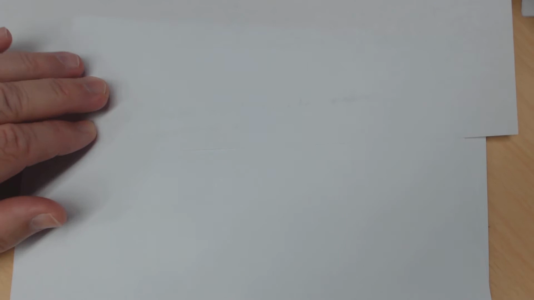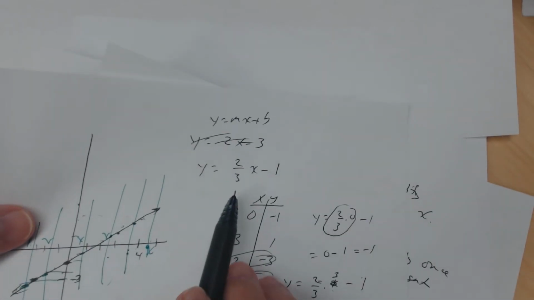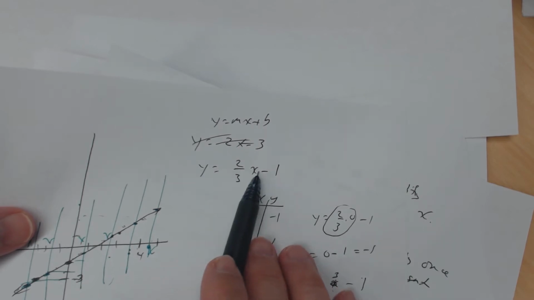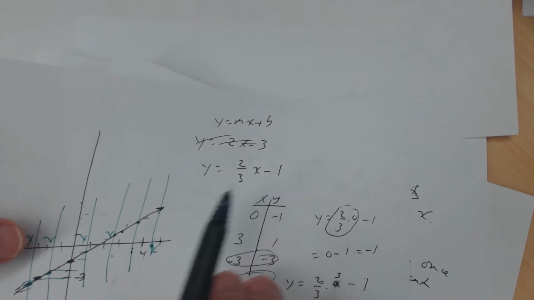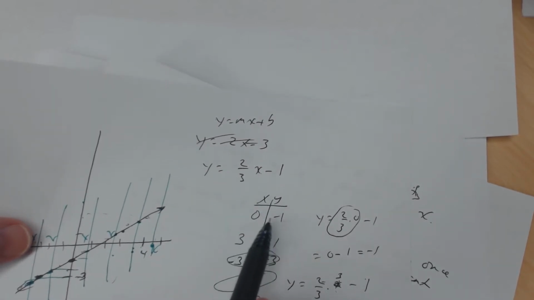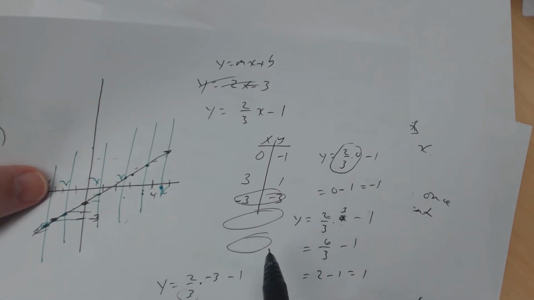Another way to represent a relation is through an equation. So look, when we did this in the beginning, right here, see this equation? This equation represents a relation because it is a set of what? Ordered pairs. Your x and your y. It's a set of ordered pairs. And you can see the set of ordered pairs: 0, negative 1, 3, 1, negative 3, negative 3, and so on. So it's a set of ordered pairs.